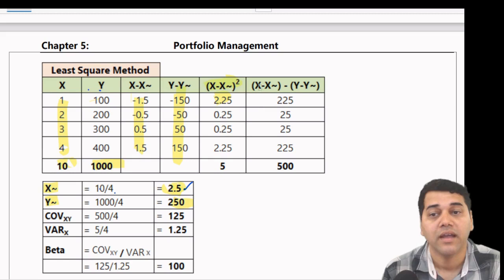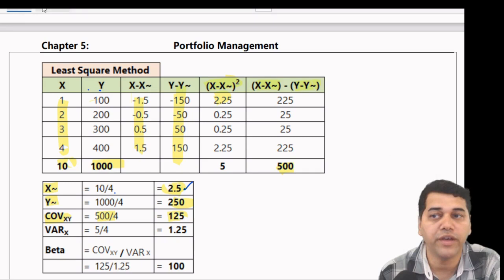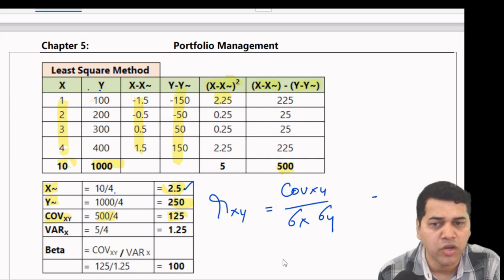X minus x bar into y minus y bar, what did I get? Total. The total divided by n, I get covariance. If this covariance was divided by the standard deviation of x and standard deviation of y, what would I have got? I would have got correlation of xy.